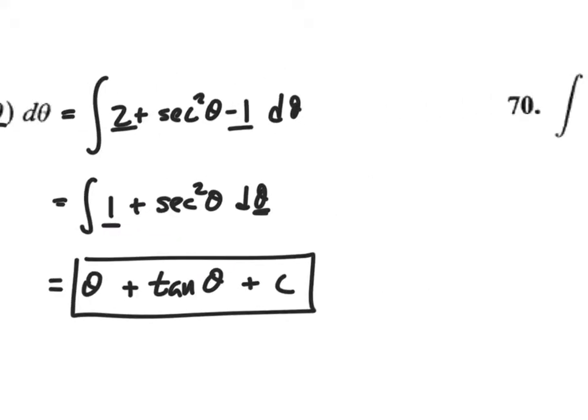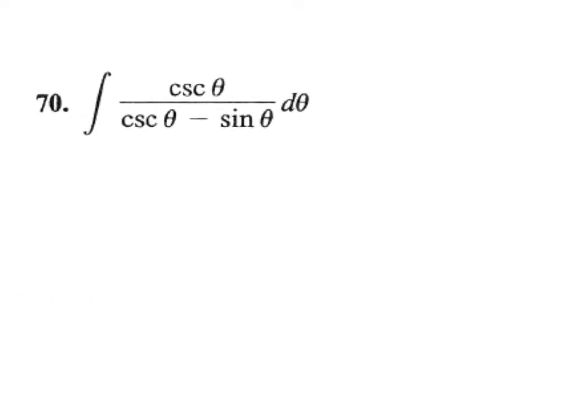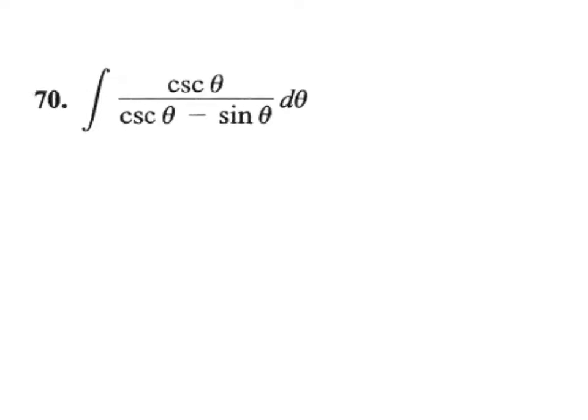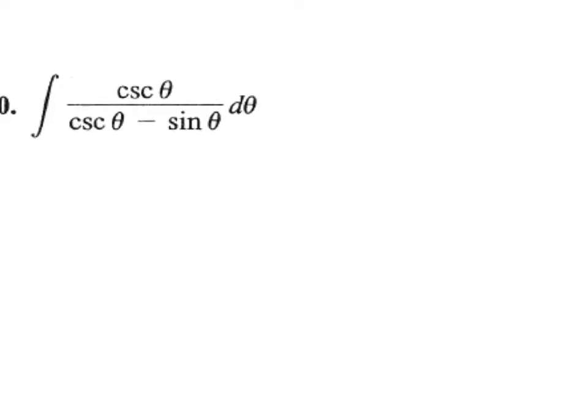Let's take a look at number 70. Number 70 is a little bit weird. Again, this function here does not look like the derivative of anything that I know. All right, so what I want to do here is manipulate and rewrite this to see if we can do anything.